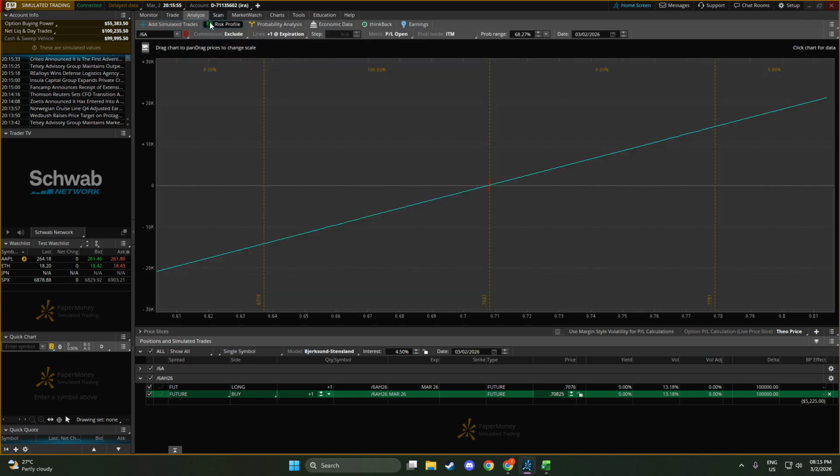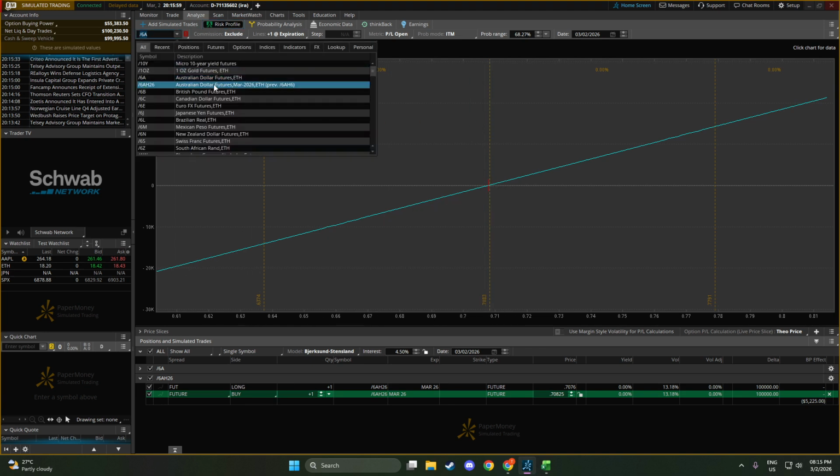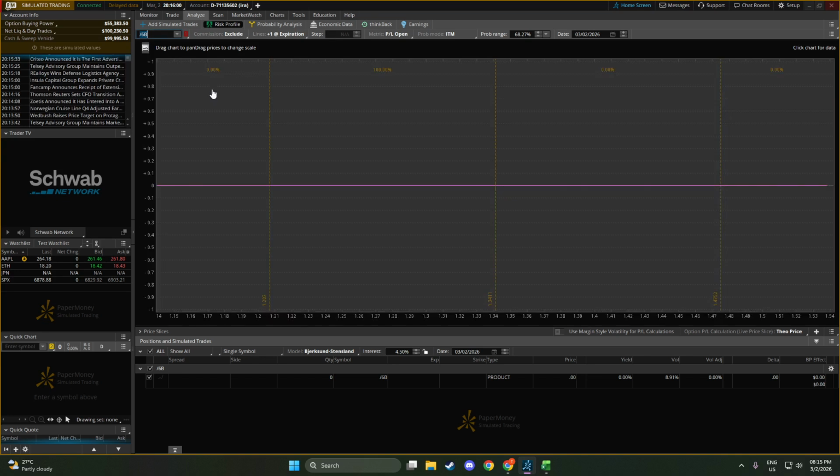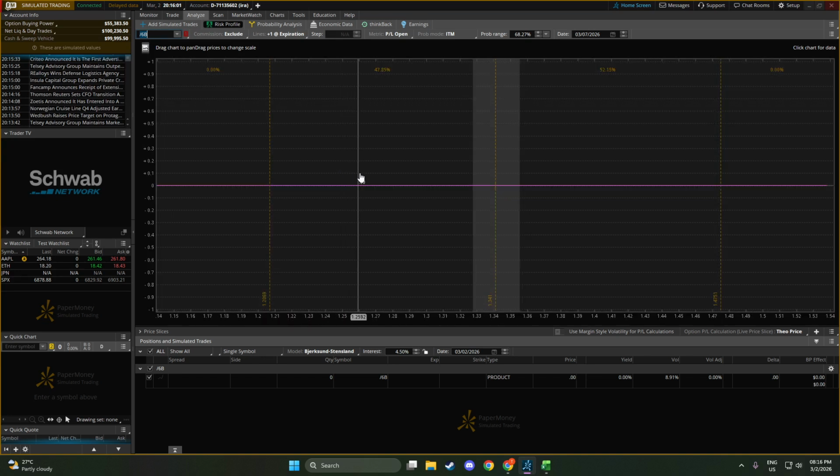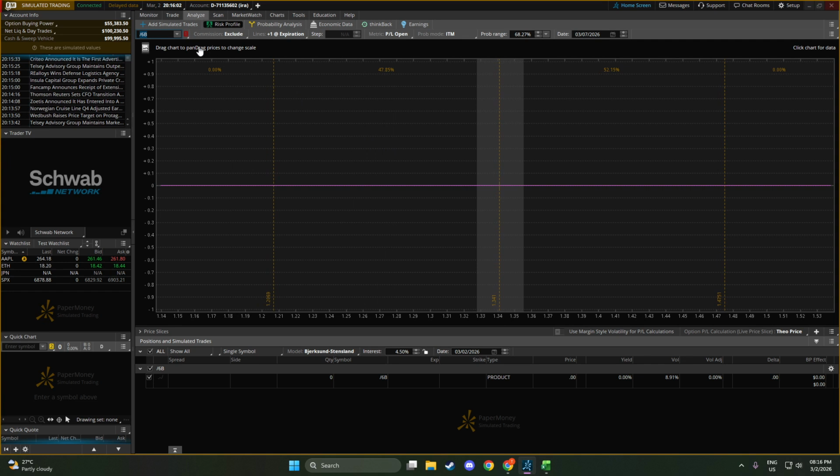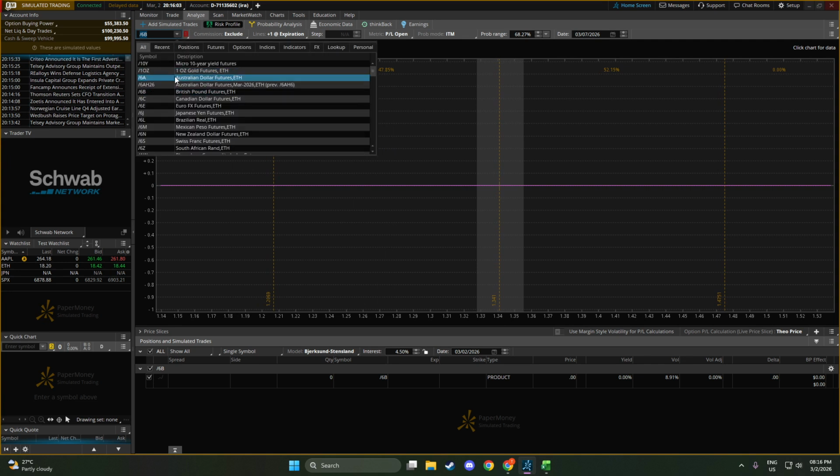In the risk profile, start by entering a symbol in the symbol field. Type the ticker you want to analyze and press Enter. This loads the underlying price information and makes the option chain accessible for building a what-if scenario.